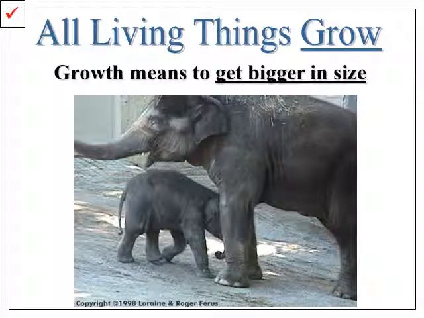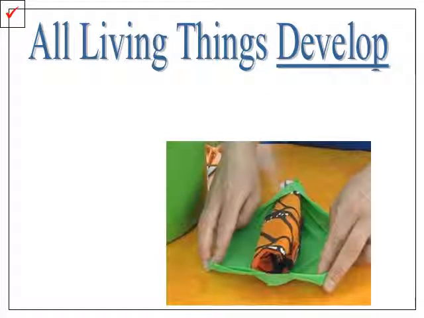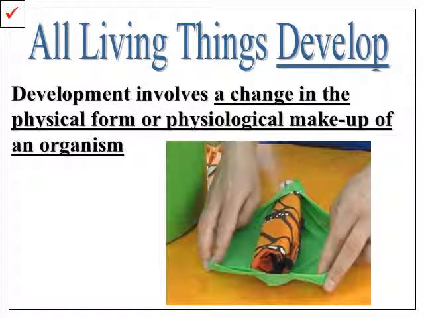Now, growth basically means, by definition, to get bigger in size. That's how we can go from baby elephant to mama elephant, increasing in size as they progress through life. Now, all living things also develop. So by development, we're talking about a change in the physical form or physiological makeup of an organism.